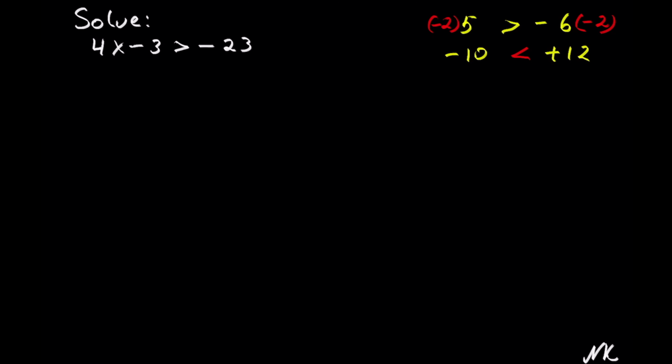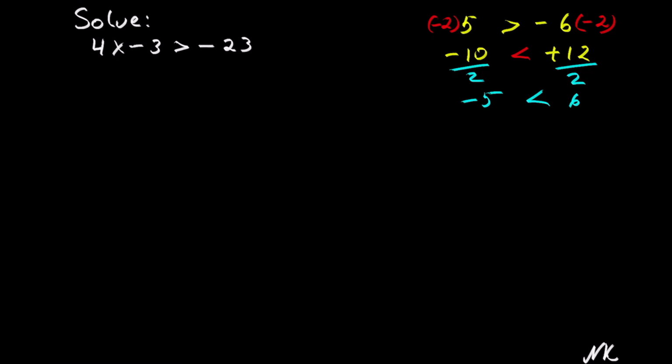Now notice how dividing or multiplying by a positive number, for example dividing both sides by 2, will not affect the inequality sign because we get negative 10 divided by 2 gives us negative 5, 12 divided by 2 gives us 6, so the inequality sign stays the same.